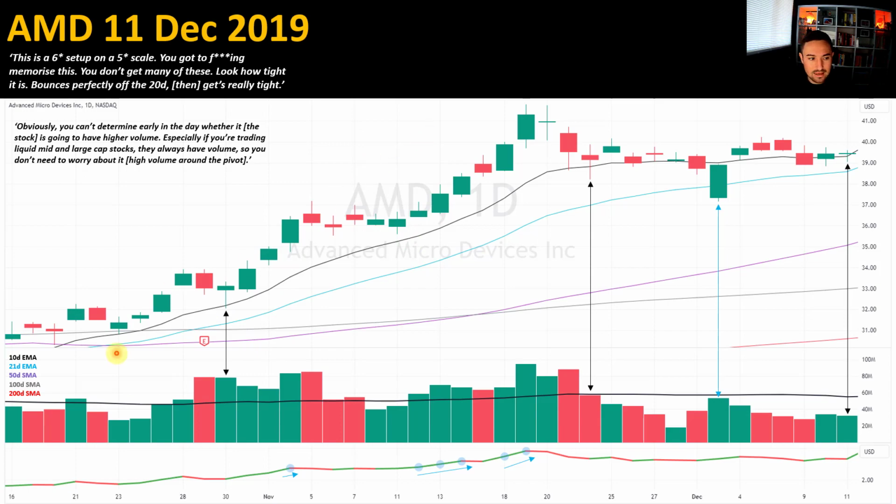So AMD, okay, AMD. Powerful uptrend coming through here. This is the quote on this specific setup. This is a 6-star setup on a 5-star scale. You've got to memorize this. You don't get many of these. Look how tight it is. Bounces perfectly off the 20-day, then gets really tight.